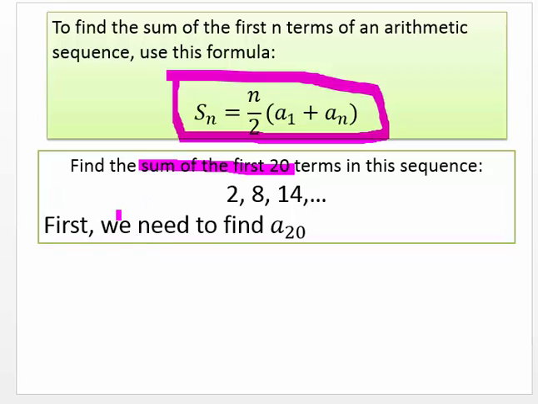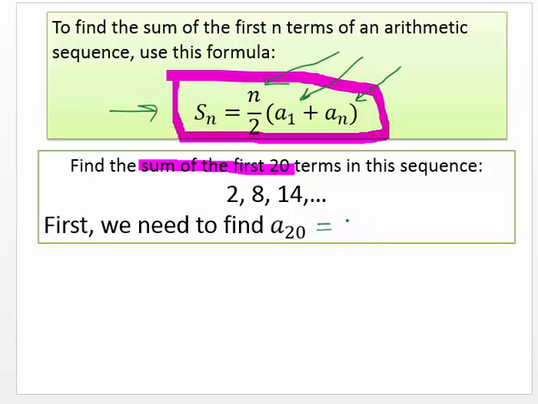Well, if you look at that formula, notice we need to know a few things. We need to know the n, which means how many terms, which is 20 in this case. We need to know our first term, which is easy, but we also need to know a sub n, which in this case would be a sub 20, which means our 20th term. So before you can use this formula right here, we have to use the formula we just learned. Let's find our 20th term.